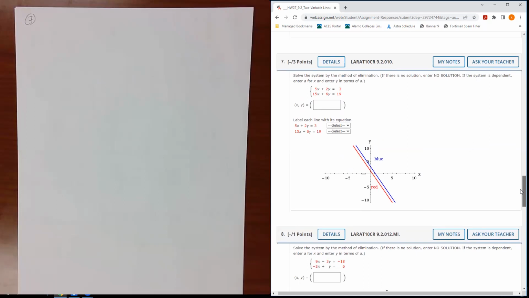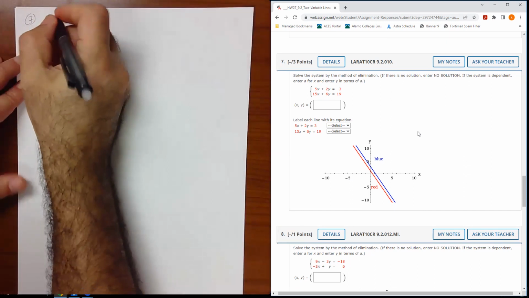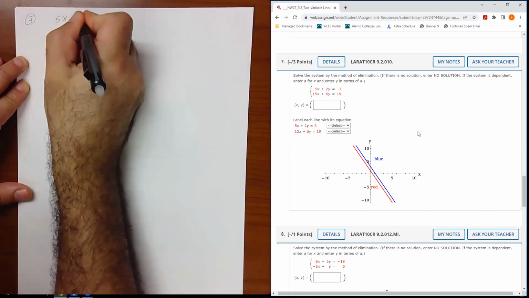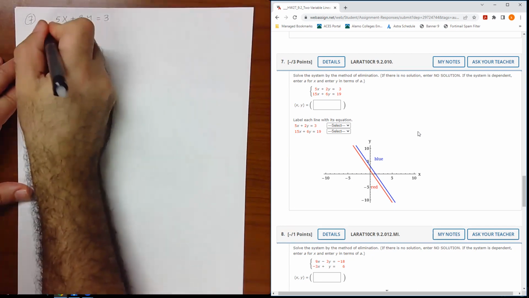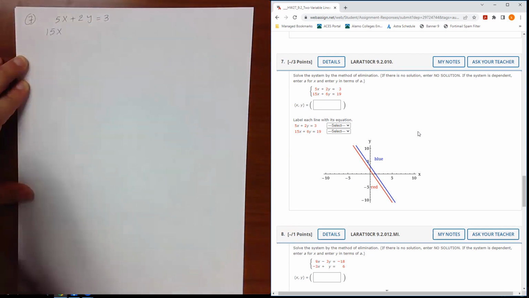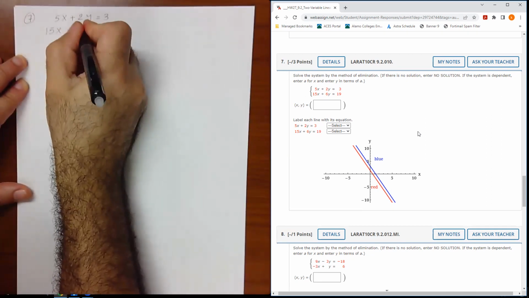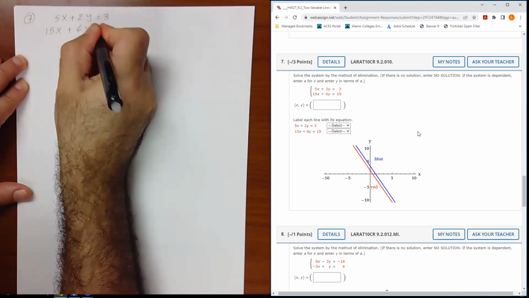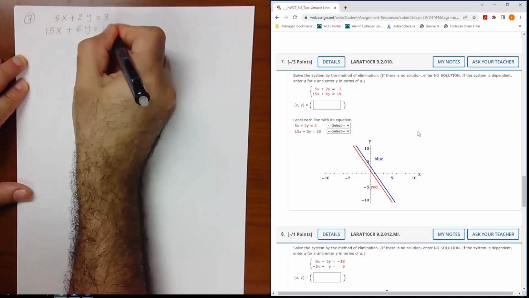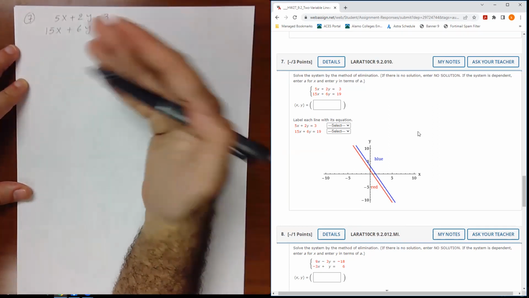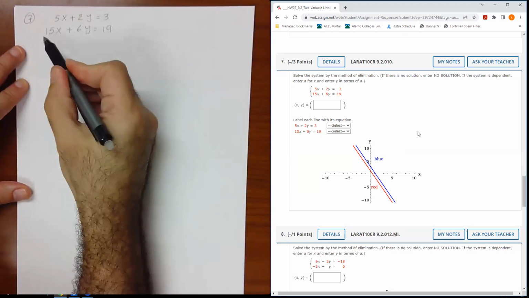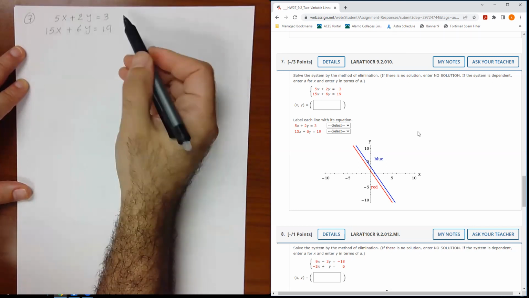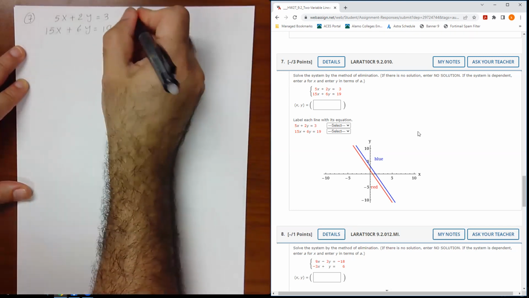So number 7, solve the system. We have 5x plus 2y equal 3. And the second one is 15x plus 6y equal 19. So again, it's up to you which equation you're going to multiply. If you want to multiply by positive 3, then you have to change the sign for the second one, or you can multiply the first equation by negative 3.